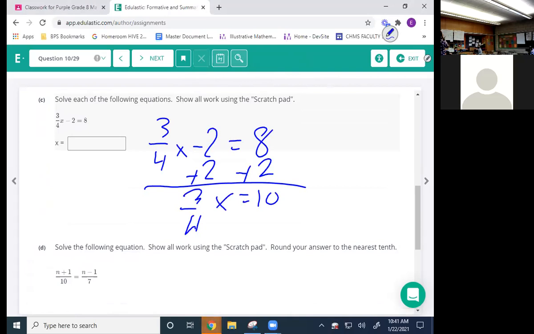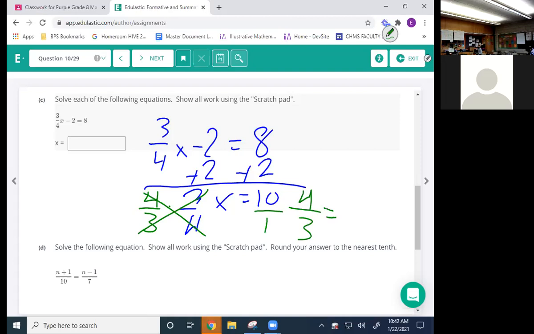Two things I can do here. What's one of the ways I can get that x by itself? Do what to it? Not divide by 3/4. Why would you divide by a fraction? Don't divide by fractions. What can we do instead of dividing by a fraction? We can multiply by what? The reciprocal. Multiply each side by 4/3.